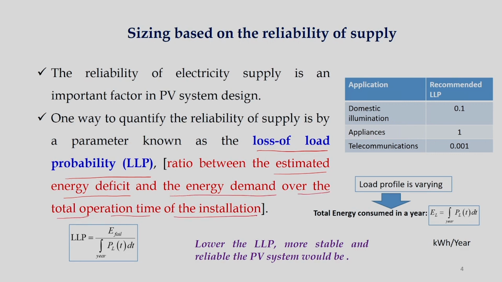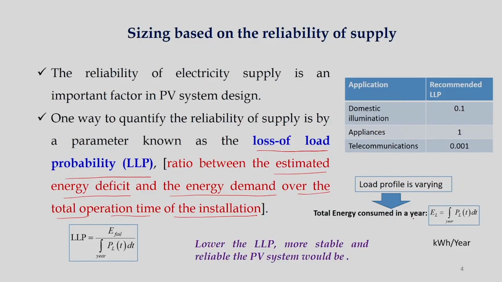In order to find this LLP, the loss of load probability, we must know the load profile. So, for a particular day, how much energy is consumed by a particular household must be known to us while calculating this load profile. Normally, this is calculated on an annual basis, right. So, how much energy is consumed annually must be known to us. The total energy consumed in a year can be calculated by using this expression. Once we know this, as we already know E_fail, the ratio of these two will give LLP.